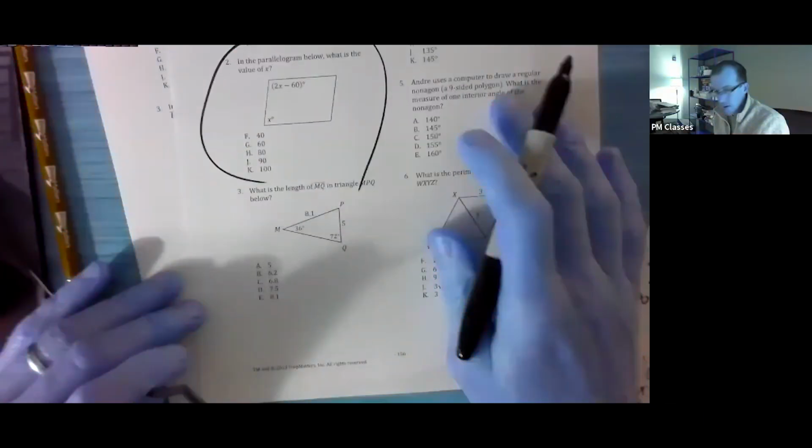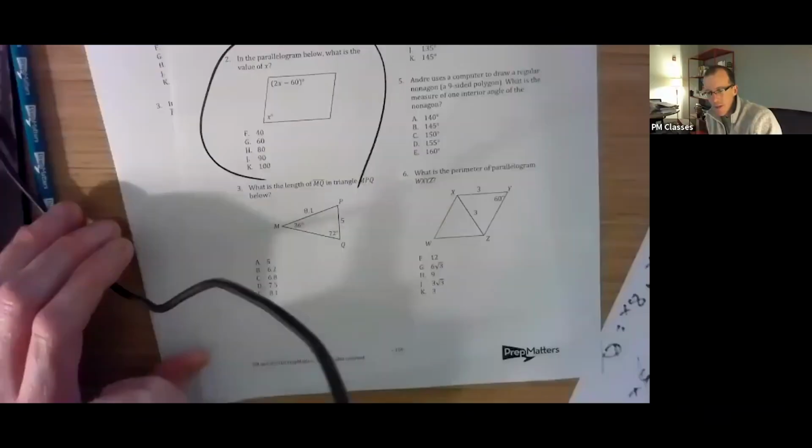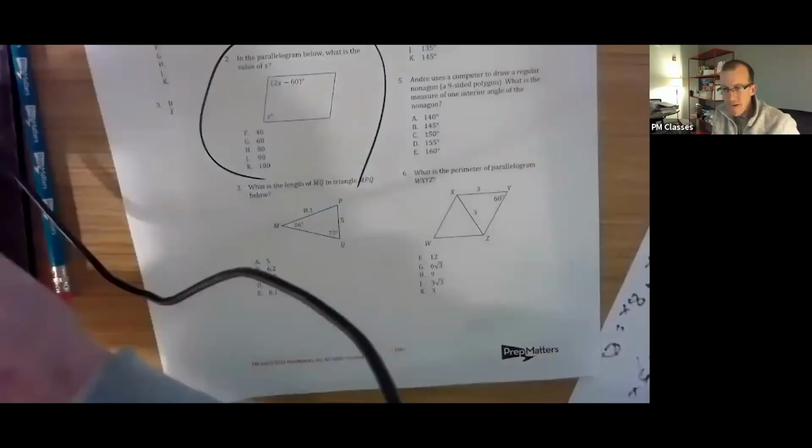So let me give you a slightly more sophisticated geometry problem. So this one right here. Now, some of you may be totally brushed up on algebra. Some of you may be really rusty and be like, man, I don't know.